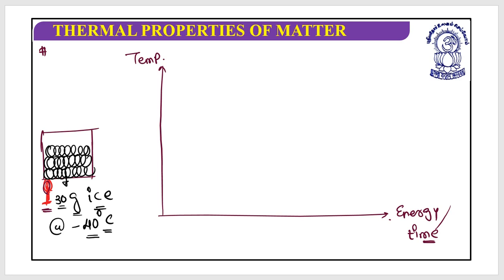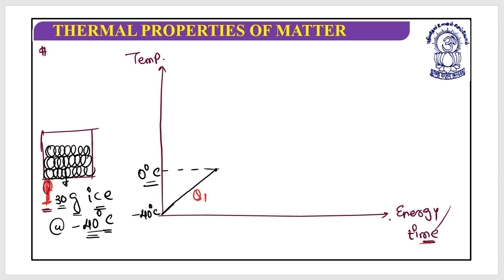So what happens is that the temperature of this ice will continue increasing from minus 40 to minus 30, minus 30 to minus 20, minus 20 to minus 10, and then 0. Let's say this is minus 40 degrees Celsius, and this is 0 degrees Celsius. Who will perform this task? We don't know at this point of time. Let's write it as Q1.